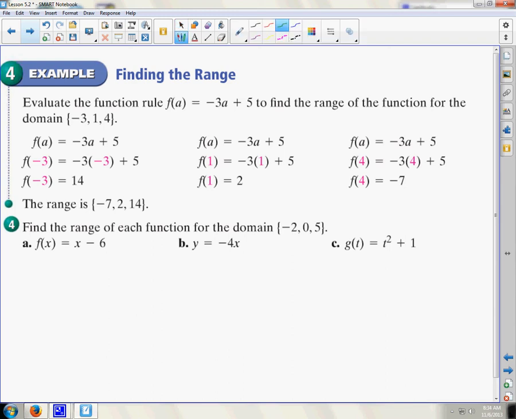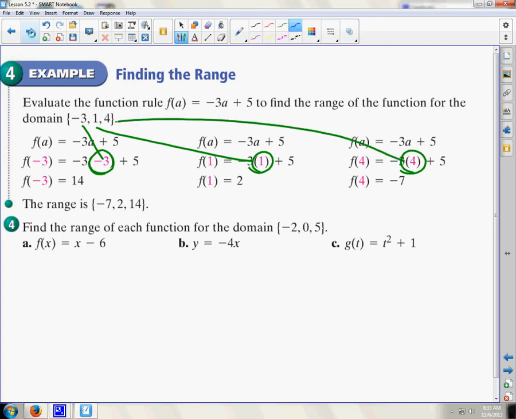So what they did is they solved each of these. Here's negative 3, here's 1, and here's 4. They solved it 3 different times and they found my 3 answers. So then they said the function at negative 3 equals 14. The function at 1 is 2. And the function at 4 is negative 7.